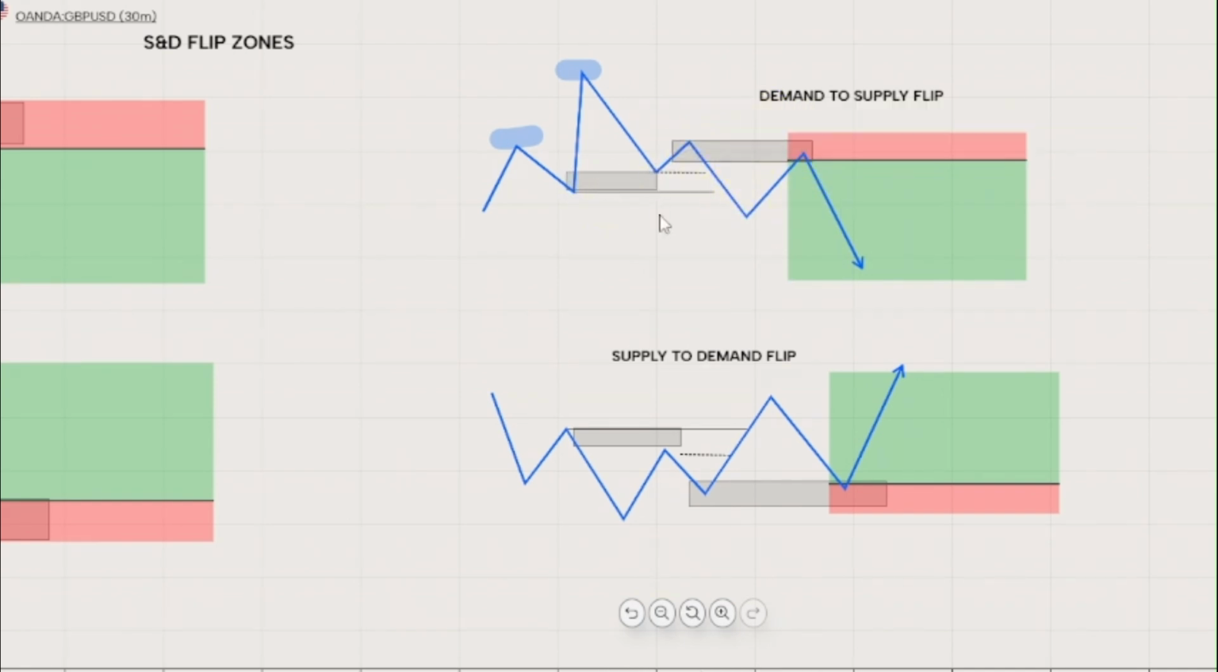So we're gonna go to the live example and we dive into it and you guys will learn how to apply this principle on the live chart. Okay, so now this is a supply zone turn to demand. Okay, supply to demand flip.